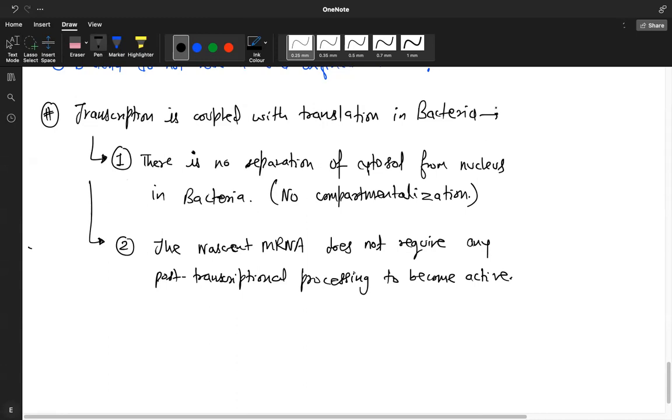So due to these two reasons, if the question comes why, you can write down this question. It can be asked in your school examination or in board. Give reasons why transcription is coupled with translation in bacteria. So these are the two reasons you will give.